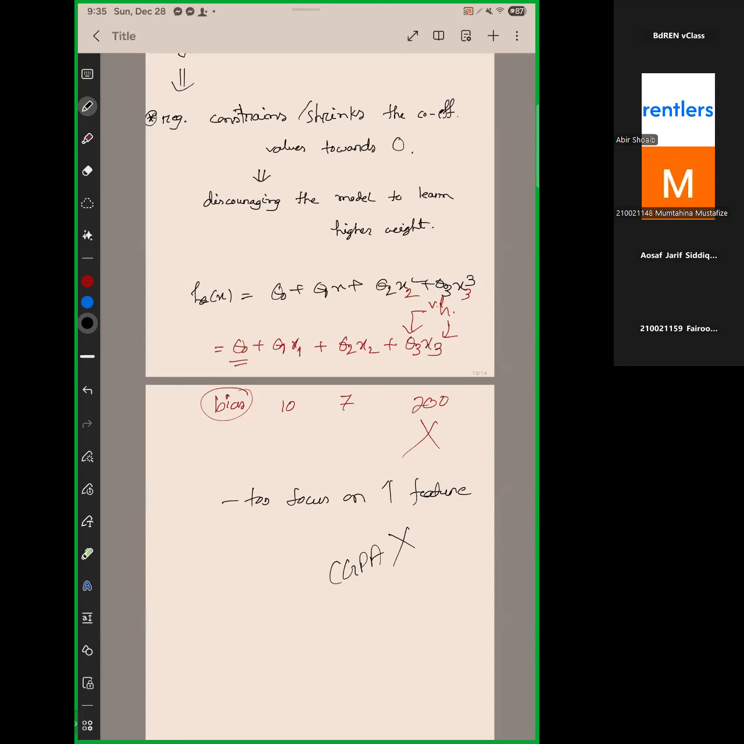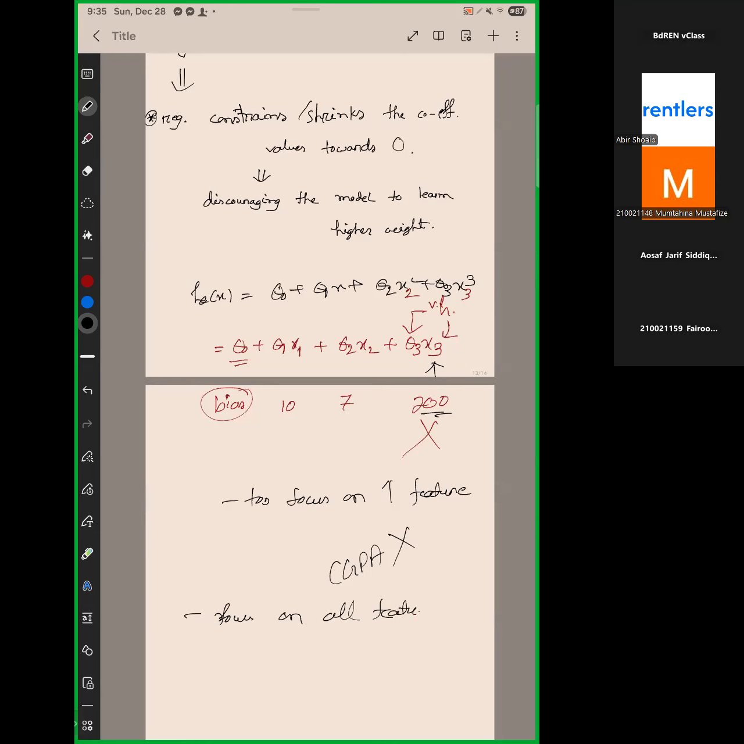So basically, if one theta is very high, it will be biased towards that particular feature. So if this theta value is too high, the model will be biased towards this feature value. A small change in x3, the model will be biased by that. We don't want that. We want to avoid that one. Okay, so we want the model to focus on all features, more or less.